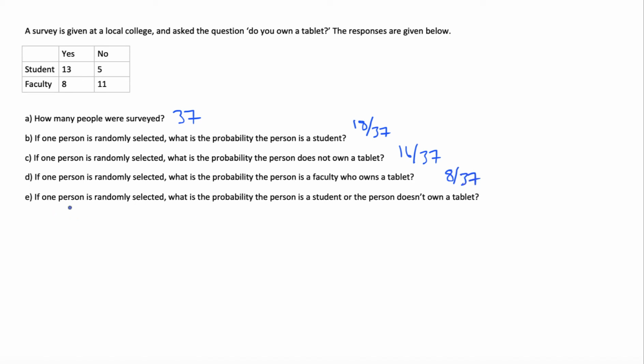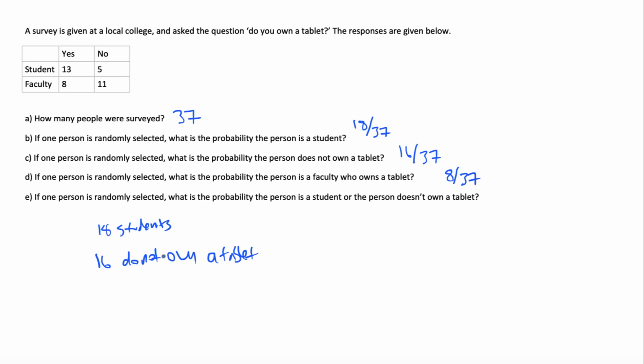And lastly, if one person is randomly selected, what is the probability the person is a student or the person does not own a tablet? Okay, this was a little bit tricky, but first of all, how many students are there? We see that there's 18 students. Now you got to be careful with this. There's 18 students, and there are 16 who do not own a tablet. But then we don't want to just add these together and get 34, and the reason is because some of these people overlap.